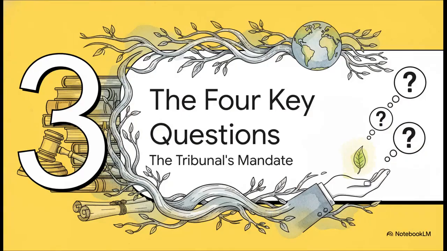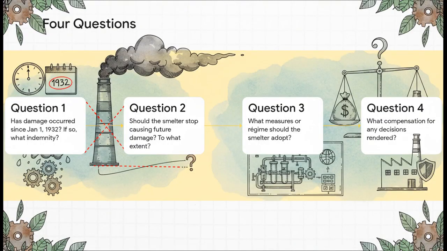Okay, now we get to the real legal heart of the matter. The convention didn't just say, hey, tribunal, figure this out. It gave them a very specific to-do list, a clear mandate spelled out in 4 crucial questions. And these 4 questions, right from Article 3, were everything. Question 1 looked backwards. Did more damage happen after 1932? And if so, what's the bill?